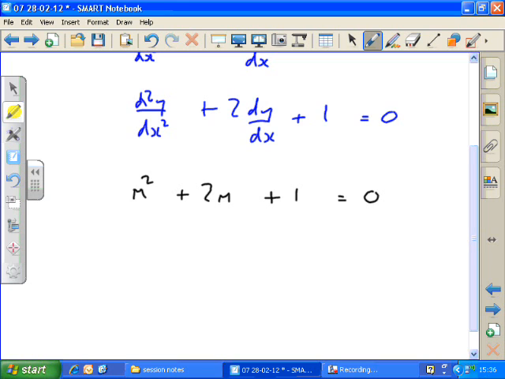Now, looking at this, I've picked this particular example. If you know a little bit about these quadratic equations, you might recognize this as a perfect square. To find out whether or not a quadratic equation is a perfect square, what I do is take the coefficient of m, which is 2, half it, 1, square that, and if that gives me this number here, which it does in this case, then it's a perfect square.